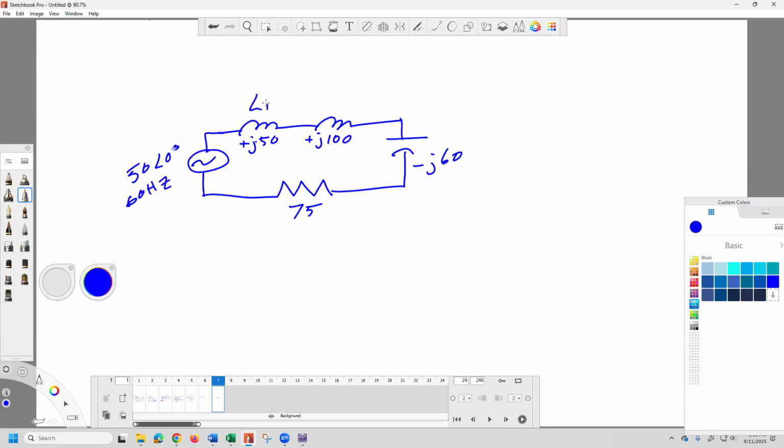This is L1, L2, C1, R1. So we need to find the voltage across each component. The way I would go about it is, you could use voltage divider, but I would prefer to find the total current. Yeah, that's what I would do.